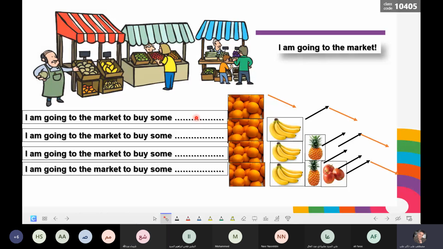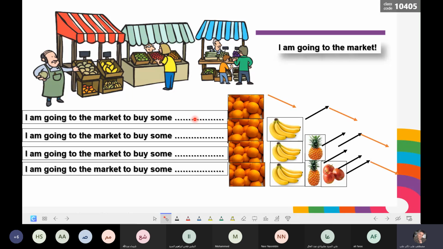So how can we say the sentence, I'm going to the market to buy some oranges, to convey the message? How can we say it? Market, buy. I'm sorry, your voice breaks up. You can say I'm going to the market to buy some. The word market is more stressed. The word market. You can hear me? Yes, I do hear you more now.